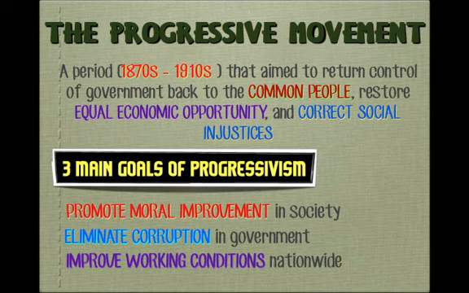The progressive movement is a period from about the 1870s to 1910s that aimed to return control of the government back to the common people, to restore equal economic opportunity, and correct social injustices. So, 3 main goals of progressivism. You want to make sure you know these 3 areas. Almost all of the progressive laws, progressive changes can be put into one of these categories. Promote moral improvement in society, eliminate corruption in government, and improve working conditions nationwide.